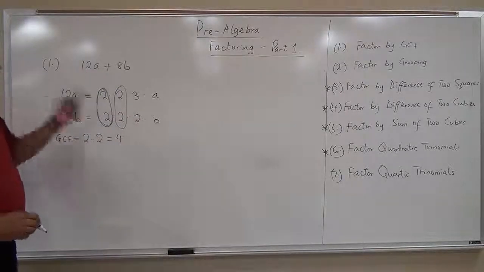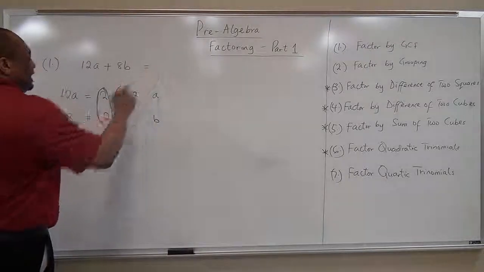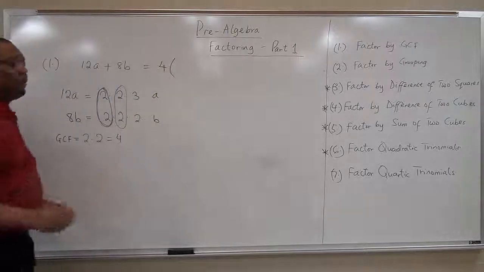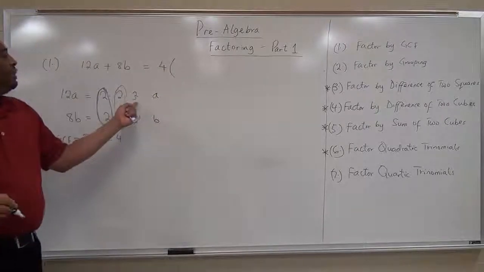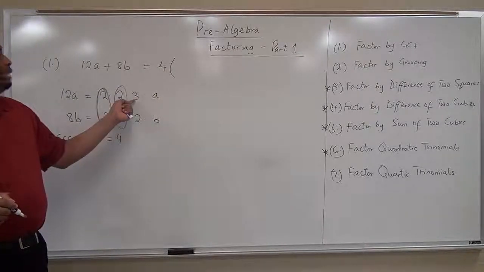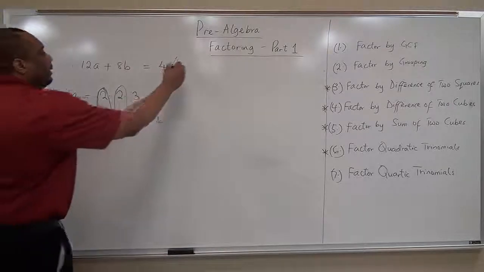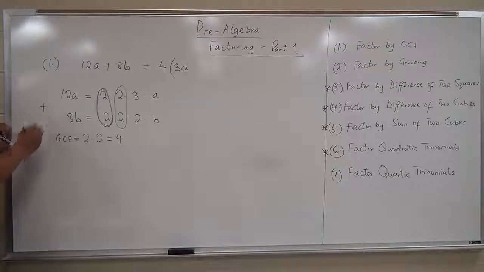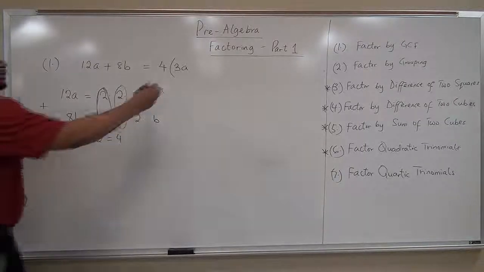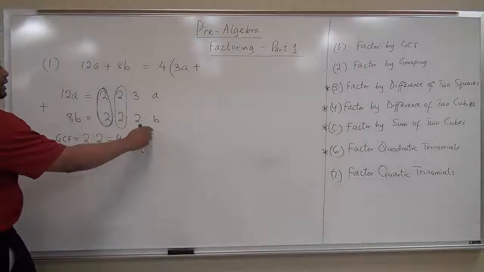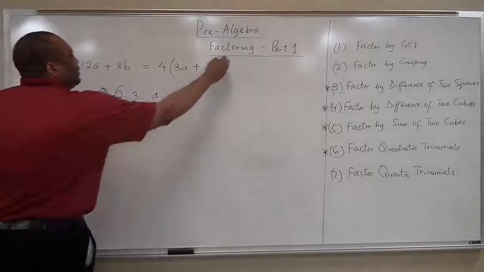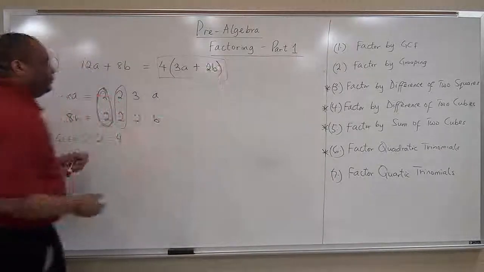So if you want to split it up, you now write 4 and parentheses. What is remaining here? 3A. Then plus, because this is plus. Okay, 3A plus, what is remaining here? 2B. And this becomes your answer right here. That is it.